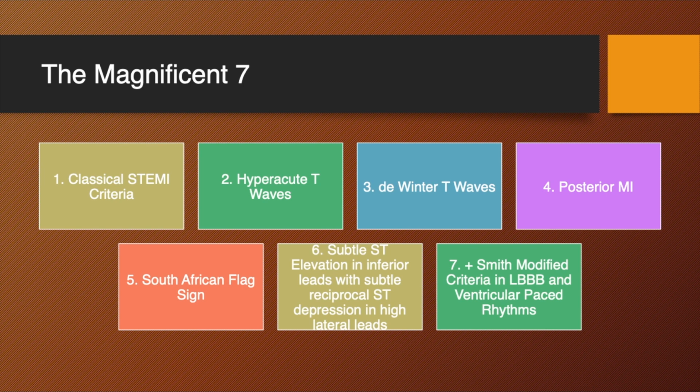I've coined the term the Magnificent 7. Well, not so magnificent if you're the patient that is experiencing one of these. And that includes the following: classical STEMI criteria, okay? Hyperacute T waves, De Winter T waves, posterior myocardial infarction, South African flag sign, subtle ST elevation in inferior leads with subtle reciprocal ST depression in high lateral leads, and positive Smith-modified Sgarbossa criteria in the setting of a left bundle branch block or ventricular paced rhythms.